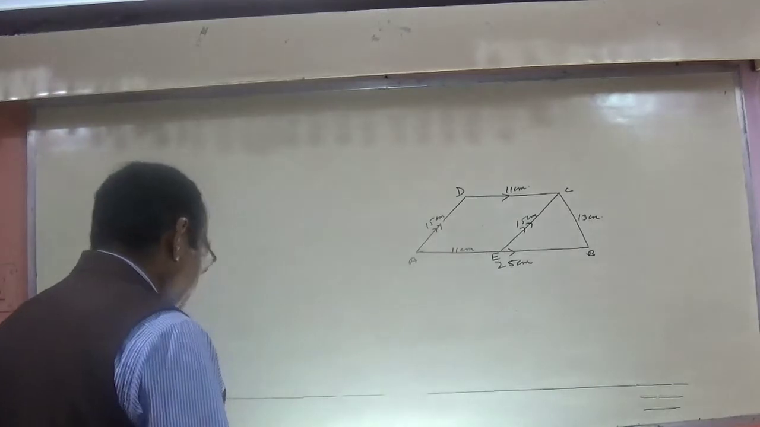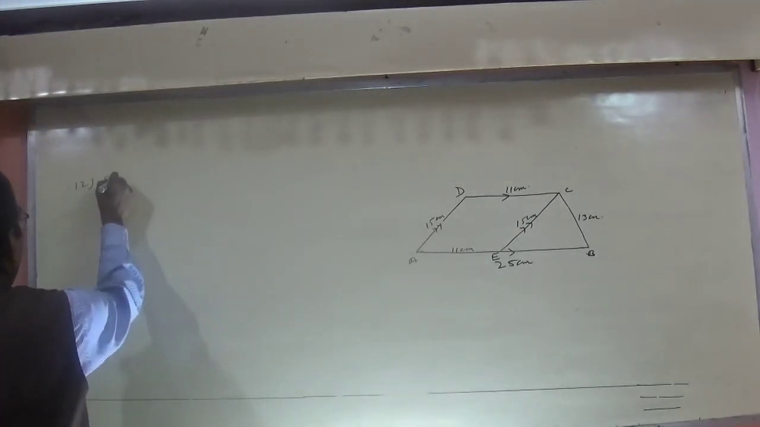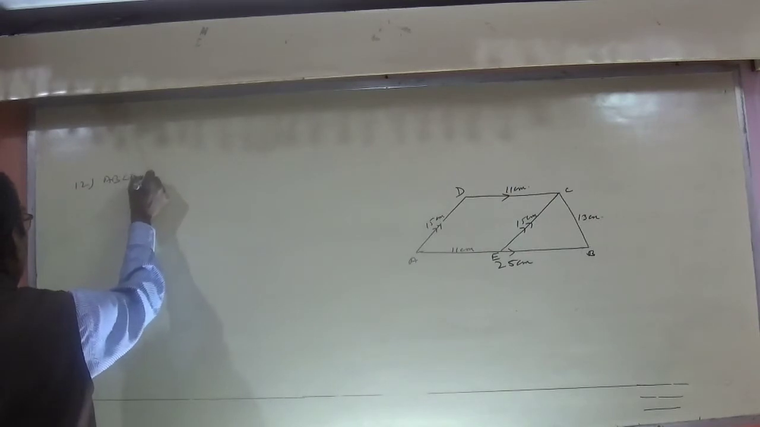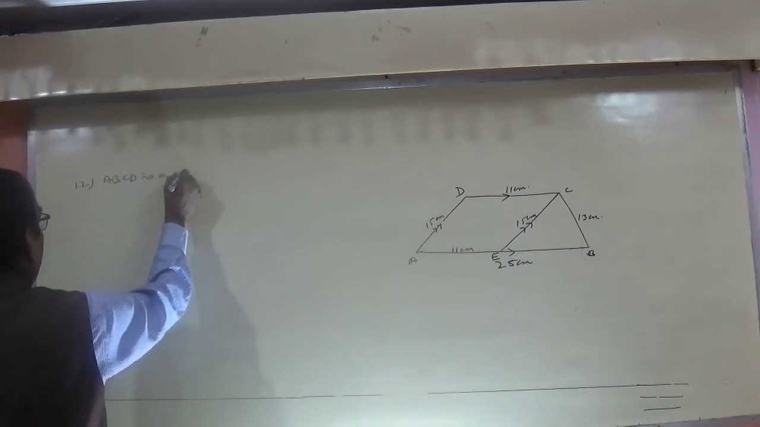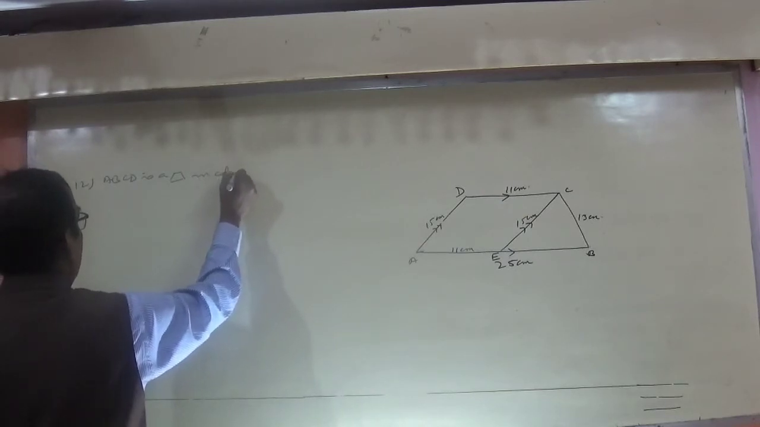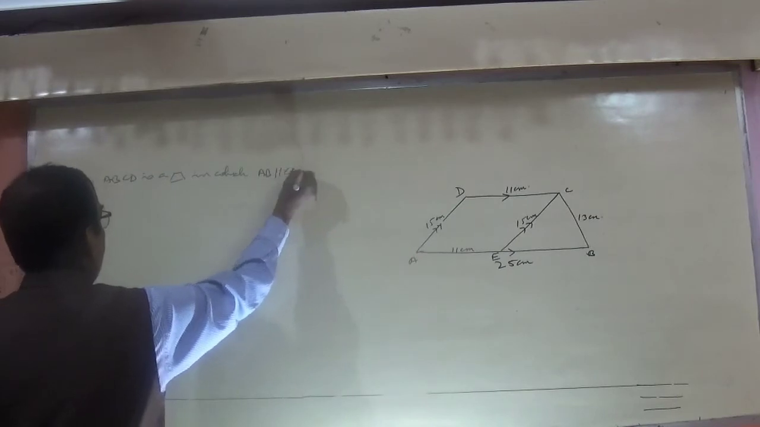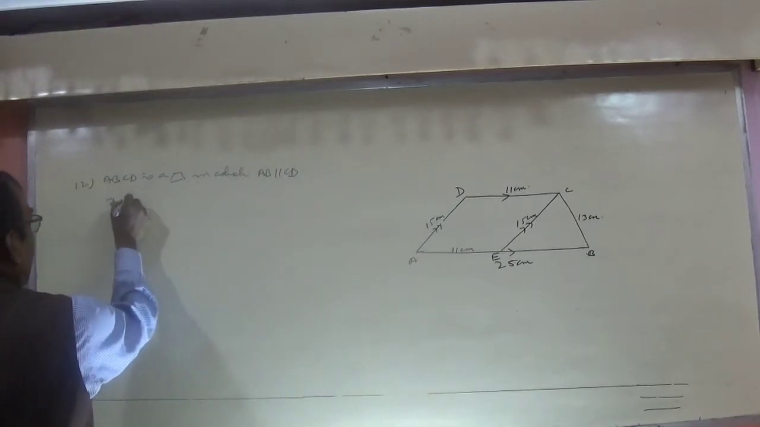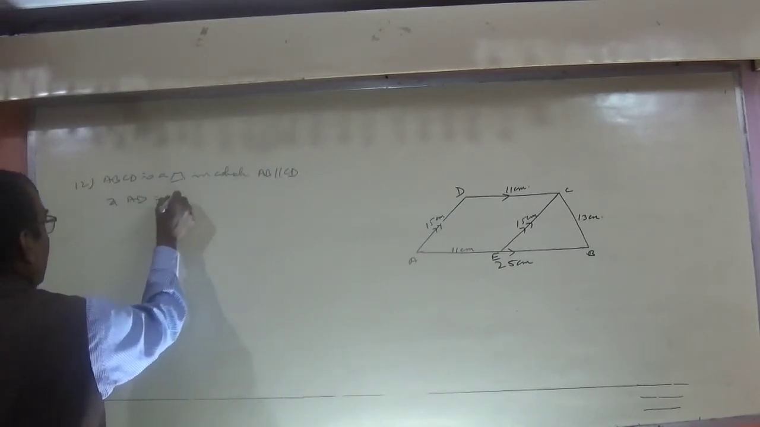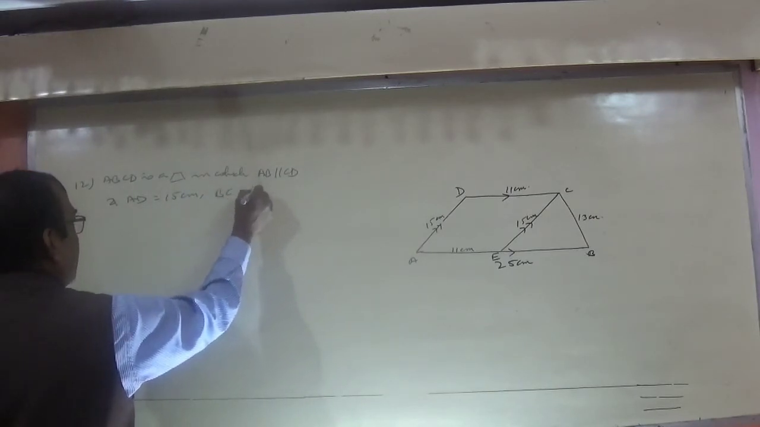So in this case, what will you have to write here? Question number 12. ABCD is a trapezium in which, yes, a little bit of brief idea will be required, in which AB is parallel to CD and AD is equal to 15 centimeter, the non-parallel sides I am writing here, and BC is equal to 13 centimeter.